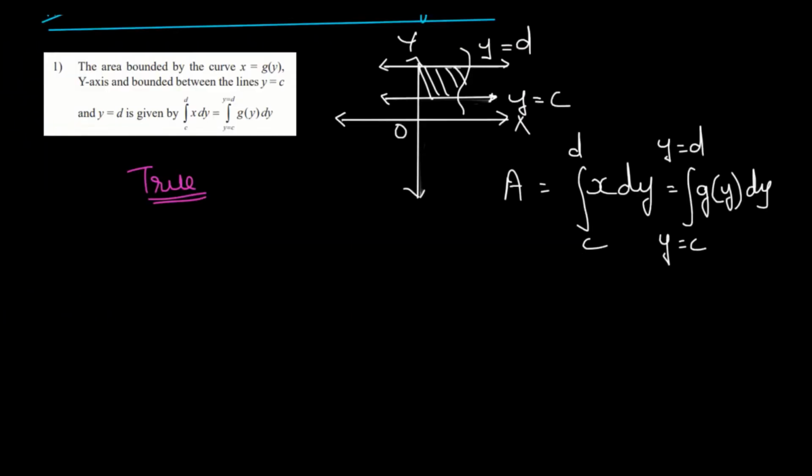Now coming to the third question. In the third question, the area bounded by the curve y is equal to f(x), the x-axis and the lines x is equal to a and x is equal to b is dash. That is what is given over here. So actually they have given the answer as the integral a to b f(x) dx, not dash. Okay, we are supposed to find out whether this is true or not.